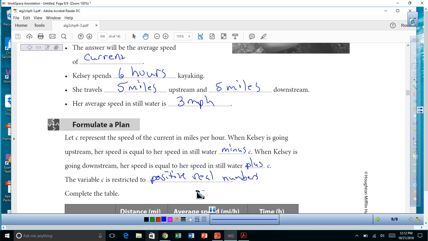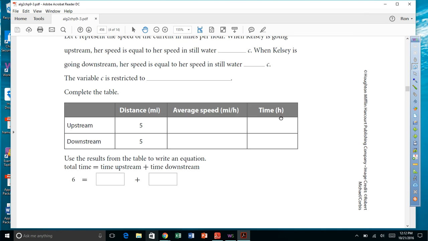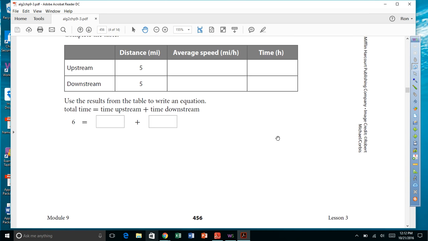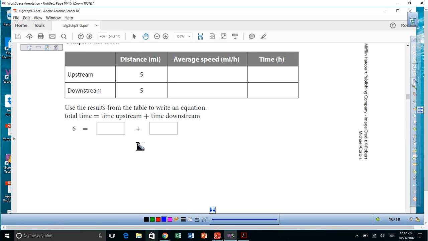All right. Her speed cannot be negative. If it's negative, then she'd be going backwards and not forwards. So let's set us up a table so we can figure it out. All right. Her speed, if she's going upstream against the current, would be 3 miles minus the current. If she's going downstream, it would be 3 miles per hour plus the current.